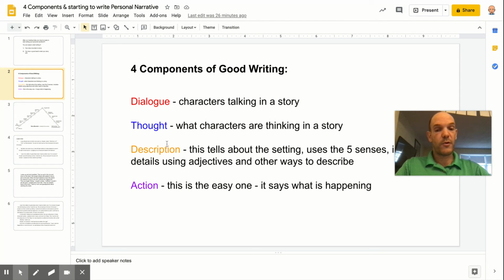And another big component is description. So description is when you can describe the setting. You can describe what characters look like. You can use the five senses, what things smell like, what they taste like, what they feel like, what noises you hear. You can use adjectives. And there's lots of other ways to describe as well. So you want to describe what's going on. So as students start to write, try to include these in the stories.